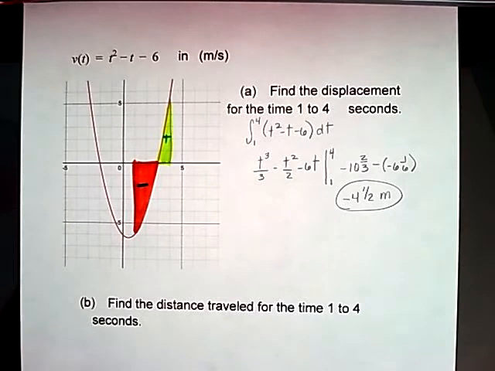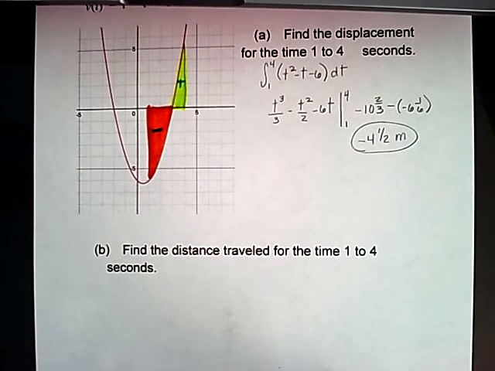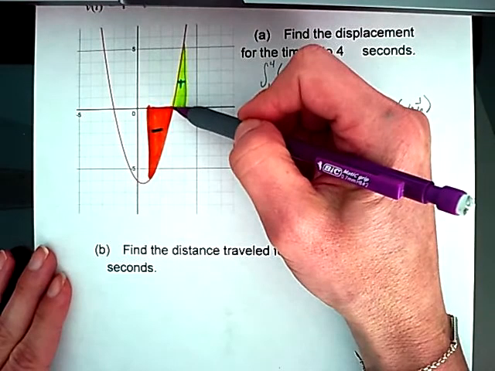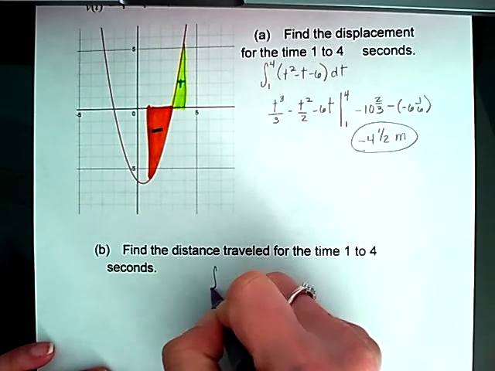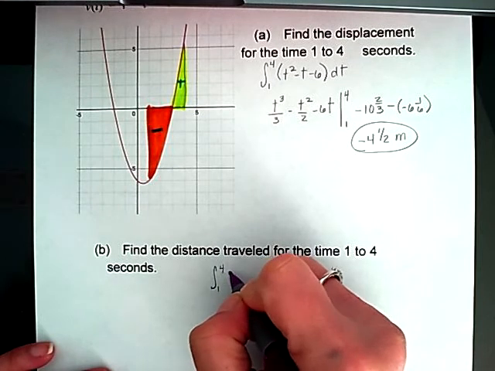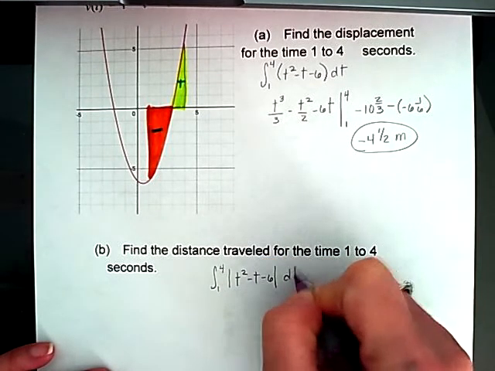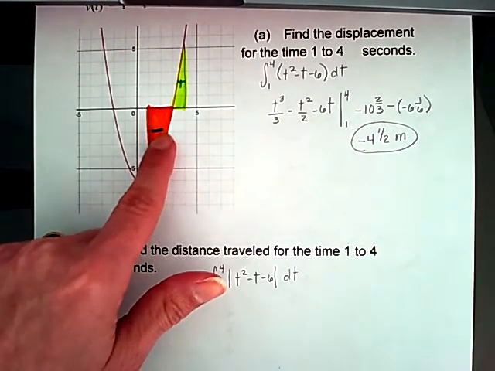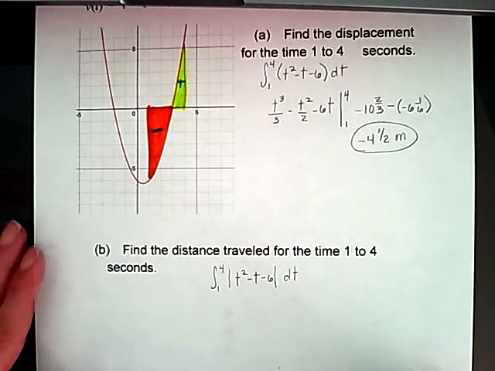For the second part of this, we want to find what the distance traveled is. So we're looking for that total change. How far was the distance from 1 to 3, added to the distance from 3 to 4? So we're going to integrate this function again, but we want to integrate the absolute value of this function, because we want to take that big negative orange piece and make it positive. So we've got to figure out where it hits the x-axis.